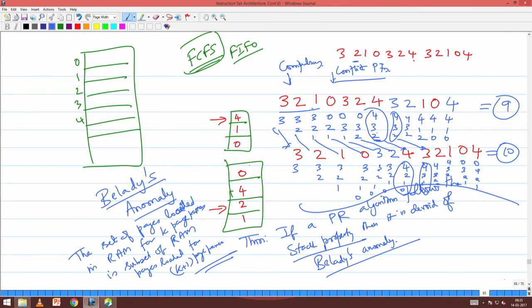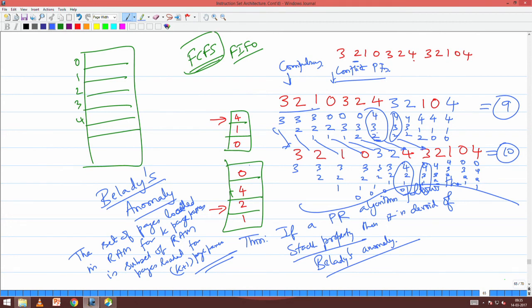Right. So essentially what has happened, the stack property is violated by the FCFS. FCFS does not ensure that the set of pages loaded in RAM for k page frames is a subset of the set of pages loaded for k plus 1 page frames, and that is precisely the reason why we land up with this Belady's anomaly. Are you able to follow? Now, can we go and prove Belady's anomaly?